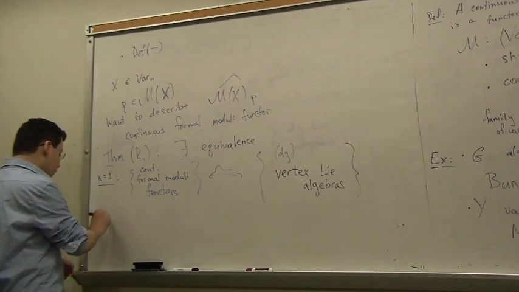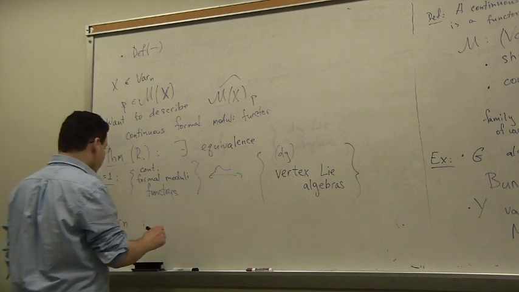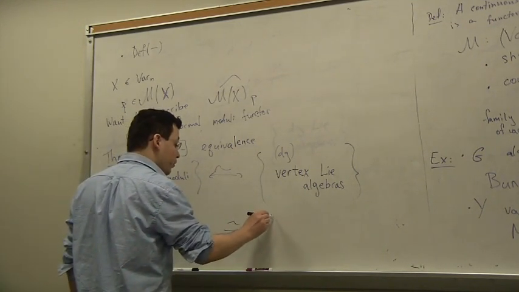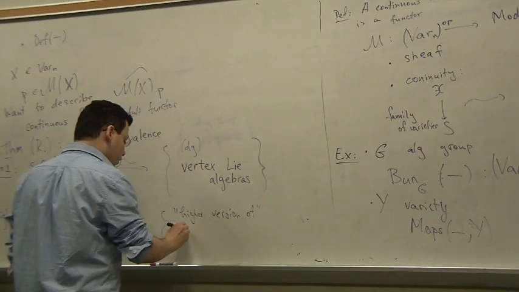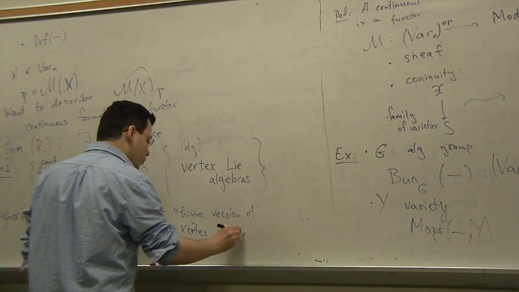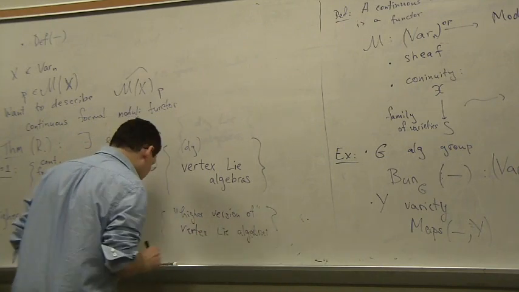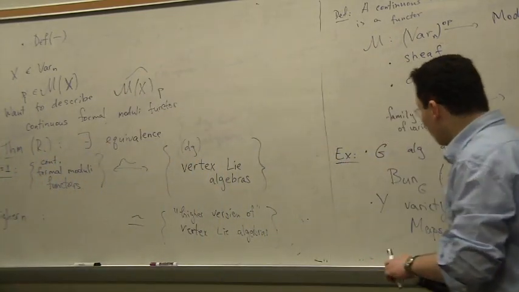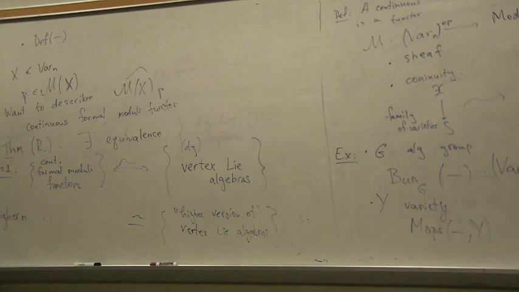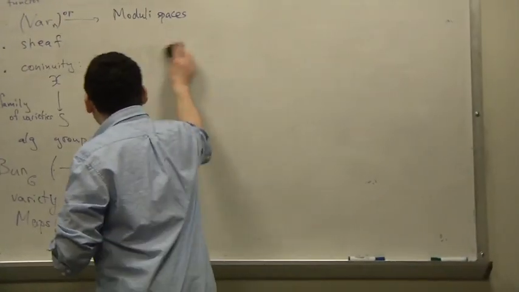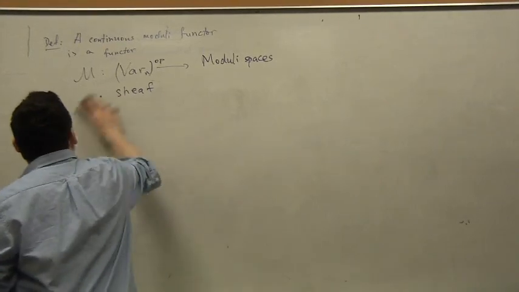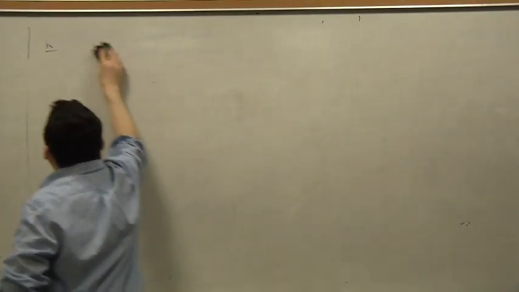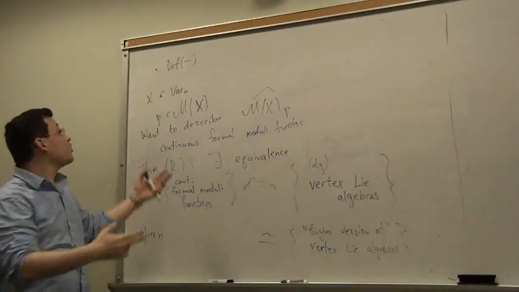And for higher n, this is equivalent to some higher version of vertex Lie algebras. I don't want to spell out what that is, but there's some generalization of this notion, which also admits a kind of linear algebraic description, although it becomes a little bit harder because things become more derived. But never mind that. Let me tell you what this theorem gives in some of these examples.